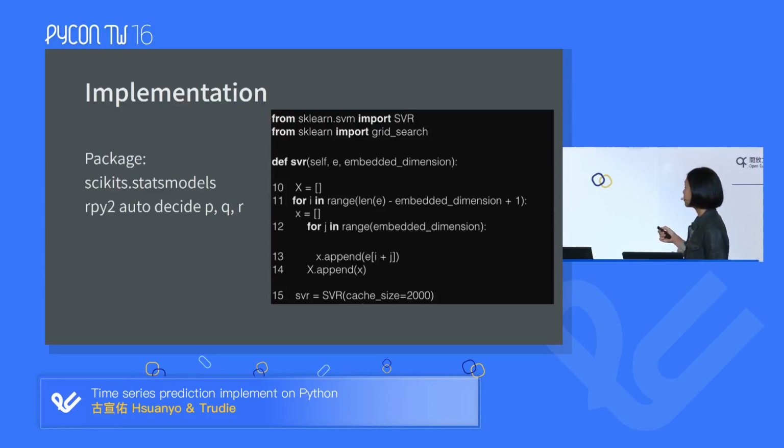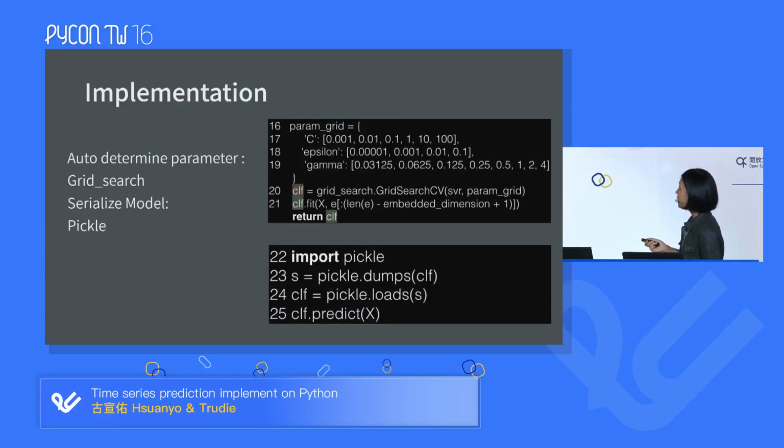And these 2-3 lines of code are to transform the residual and put the residual in the SVR. And you just finish the ARIMA and SVR model.